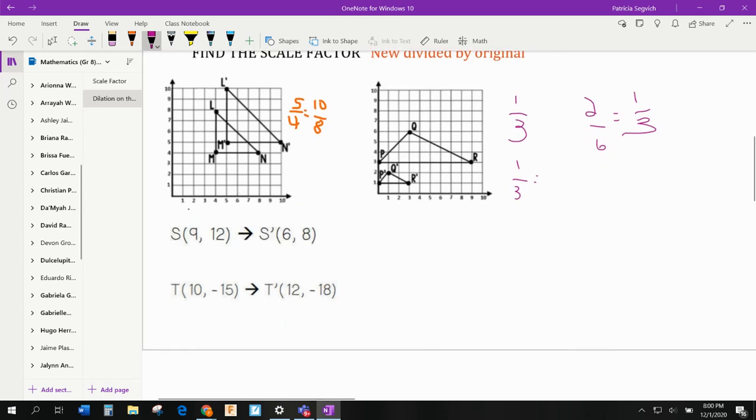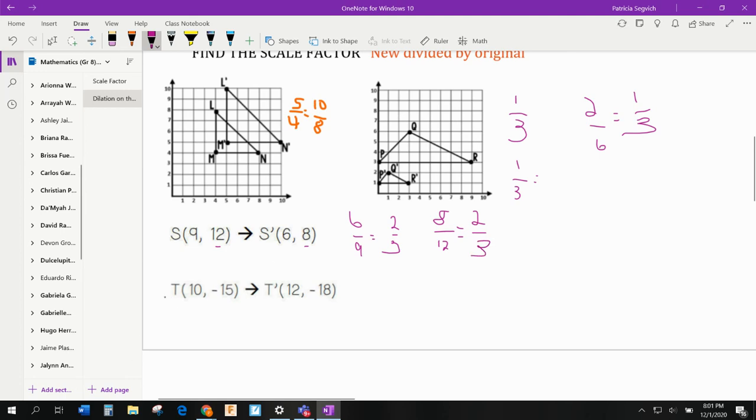Okay? So for this one, we have to take our new divided by our old. So it would be 6 over 9, which is 2/3 if I divide by 3. Or we would have 8 over 12. If I compare my y's, I'd have 8 over 12, our new divided by our old. And once again, if we divide by 4, you're going to get 2/3.